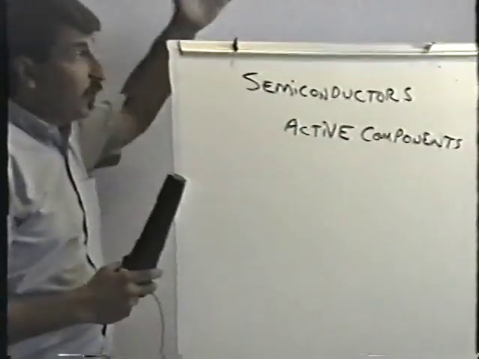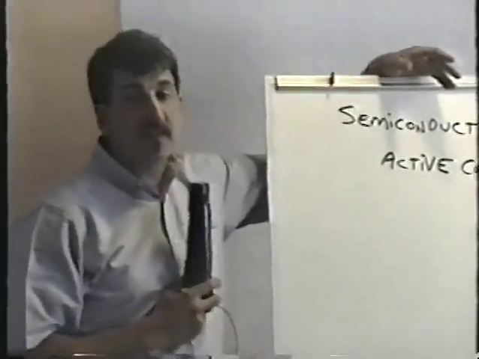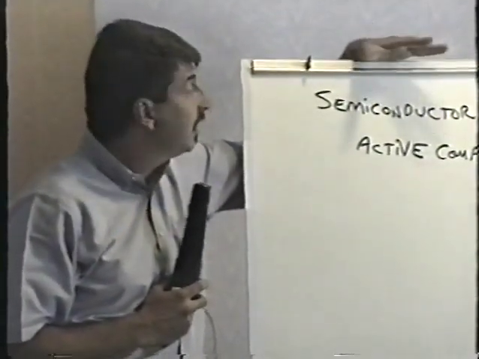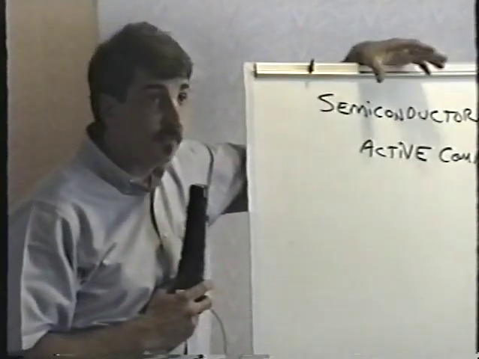This is different than a resistor. A resistor is what we call a passive component. A resistor just sits there and resists. It doesn't actually switch on and off or anything, where a diode and a transistor will.